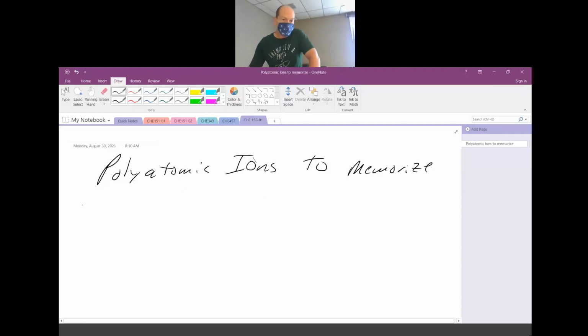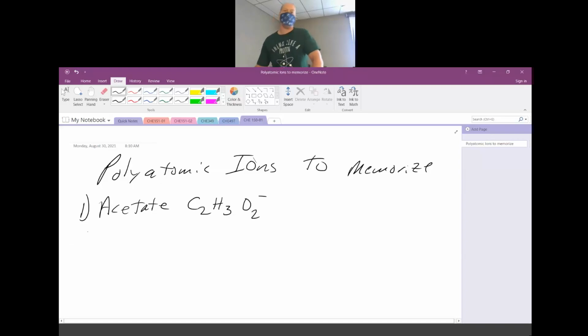All right, so the first one is acetate, and that is C2H3O2 minus 1. So again, more than one atom with a charge. This is going to be the list of the polyatomic ions that you have to memorize. Second one, ammonium. Ammonium is NH4 that has a plus charge. That is the only polyatomic ion that has a positive charge that you will need to memorize.